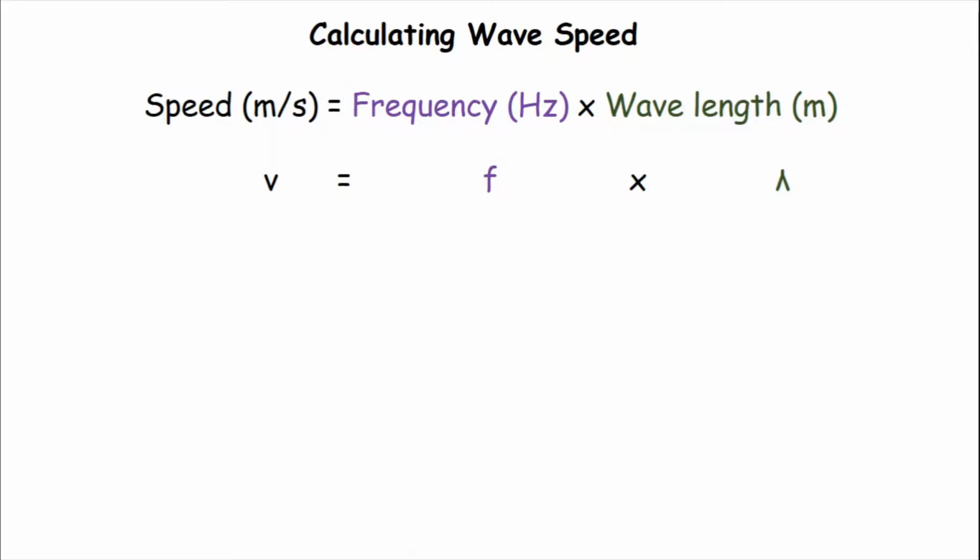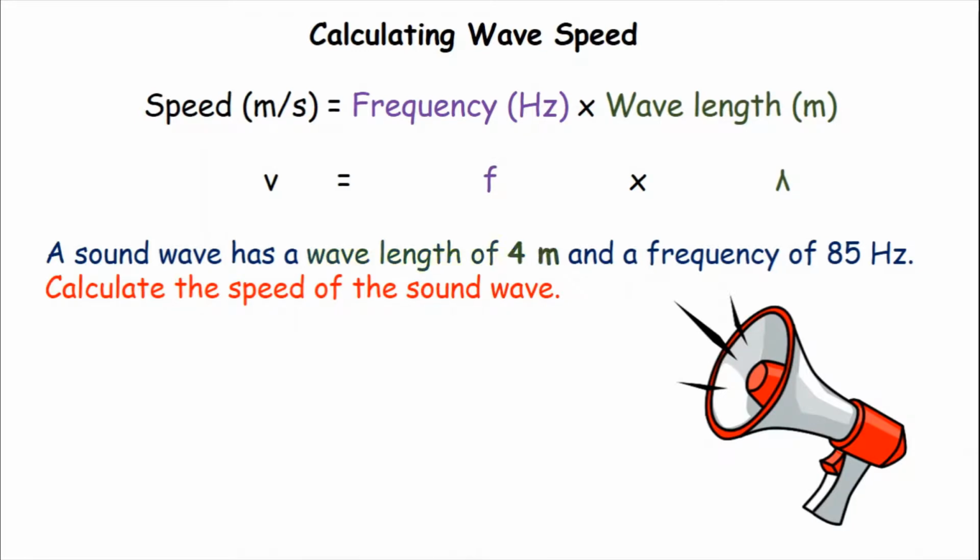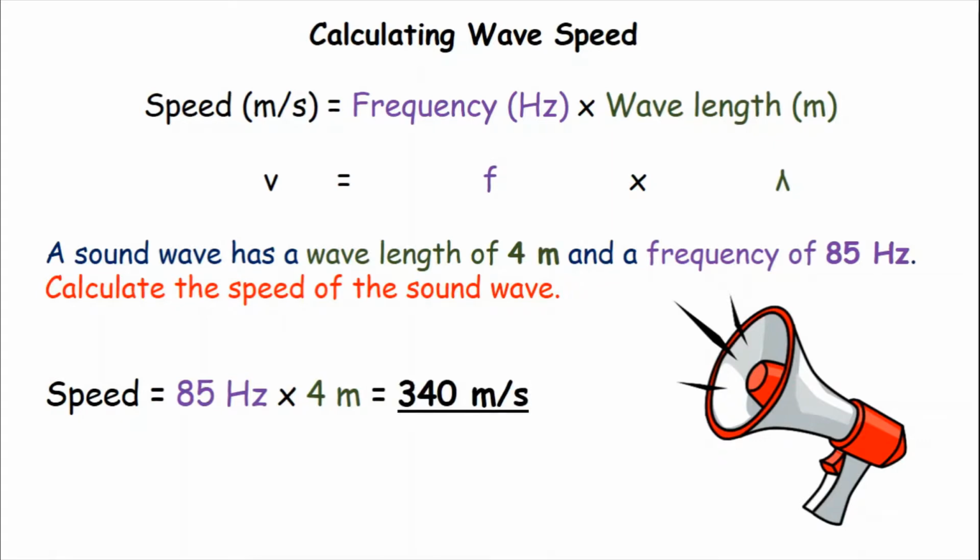Now we're going to look at some examples again. A sound wave has a wavelength of 4 meters and a frequency of 85 Hz. Calculate the speed of the sound wave. So first again we need to look at the values that we have, and here we have a wavelength of 4 meters and a frequency of 85 Hz. So now we have our values and we need to plug them into our equation. So speed equals 85 Hz times 4 meters, and this gives us a speed for sound of 340 meters per second.